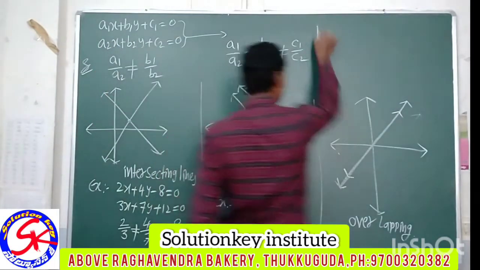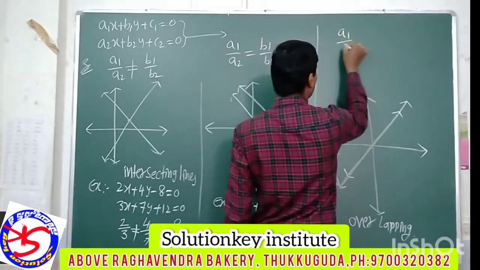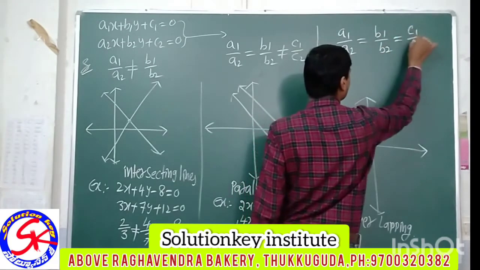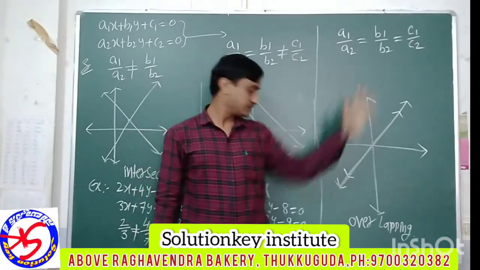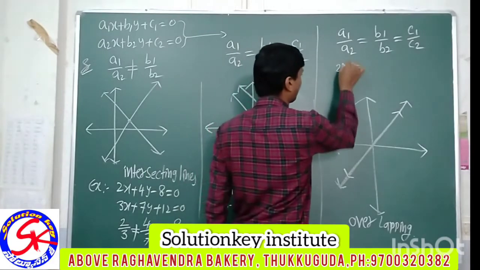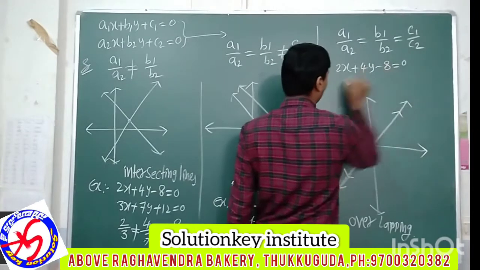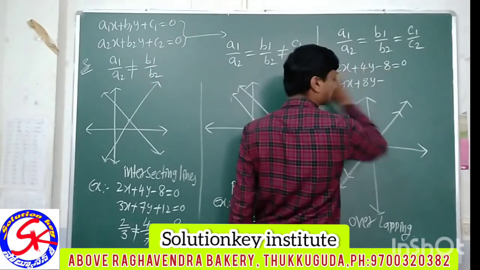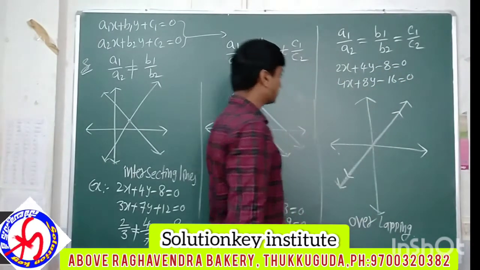And what is the condition for lines on the same line? The condition is a1 by a2 is equal to b1 by b2 is equal to c1 by c2. So all are equal here. Then I am giving one example, taking the same condition: 2x plus 4y minus 8 is equal to 0 and 4x plus 8y minus 16 is equal to 0. Check that.